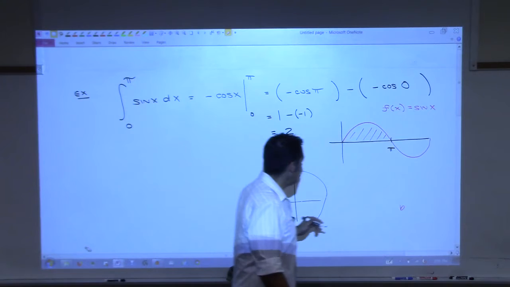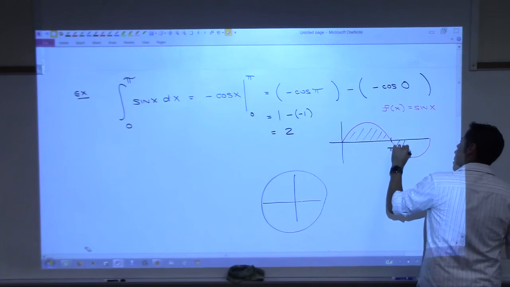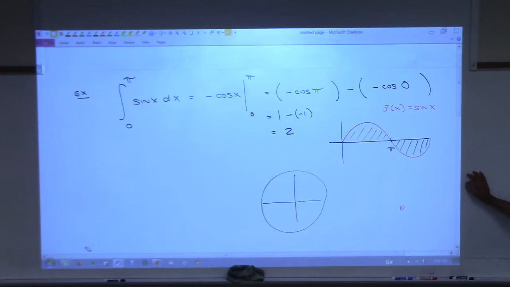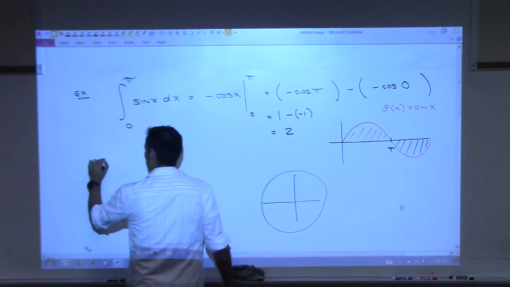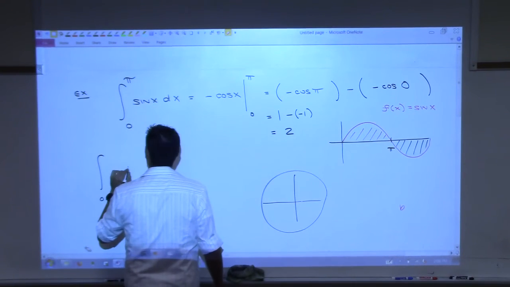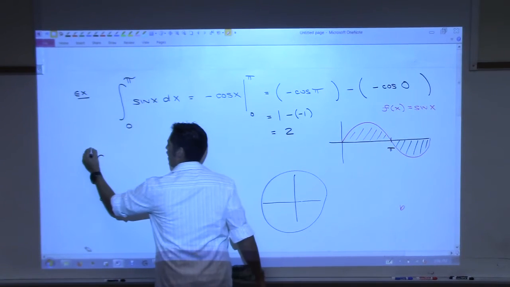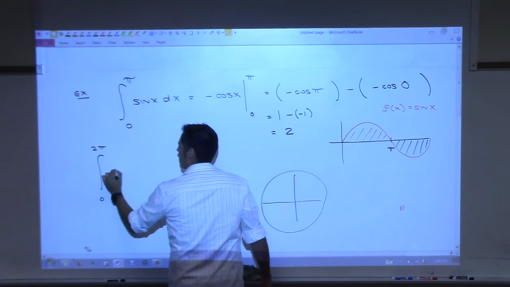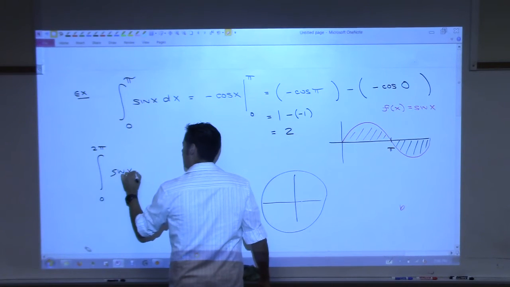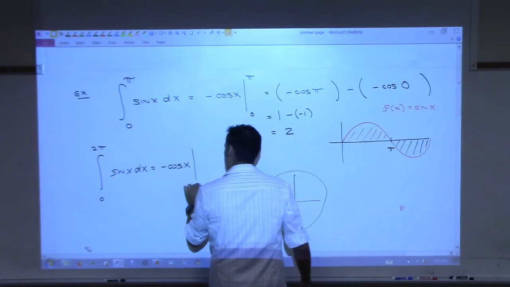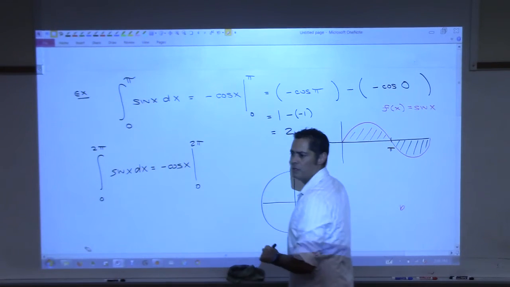All right, now, what would happen if I said, look, let's include this area here? Are we going to get 4? No, what are we going to get? We're going to get 0. Now that's just weird, okay? Now this time we went the whole way, from here all the way to 2 pi, right? Same integrand, same antiderivative, just different limits of integration.